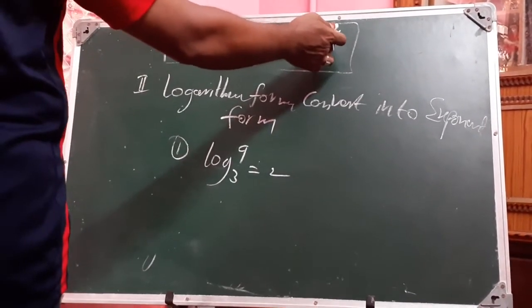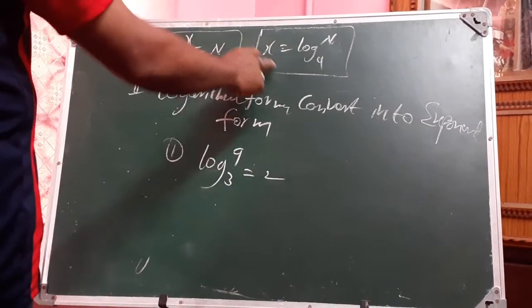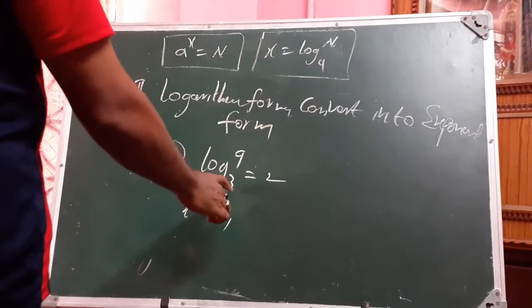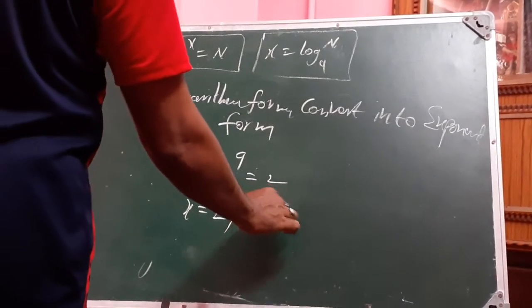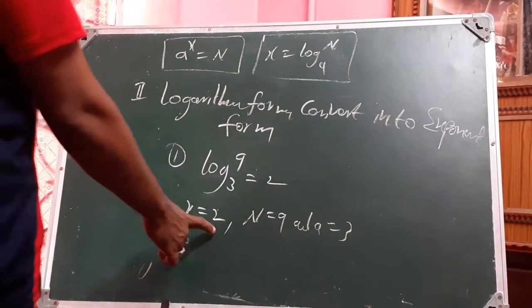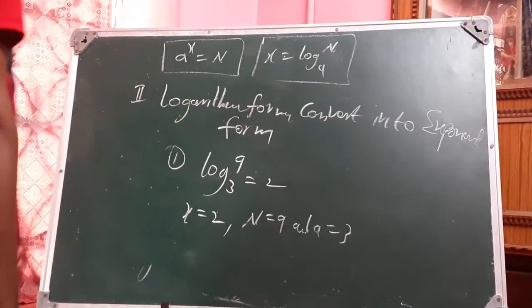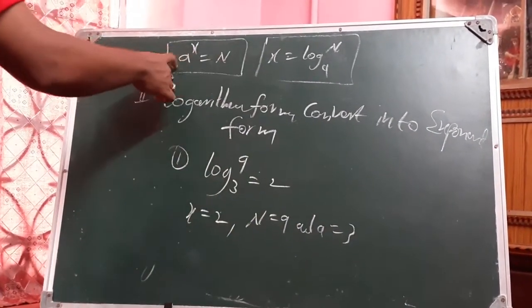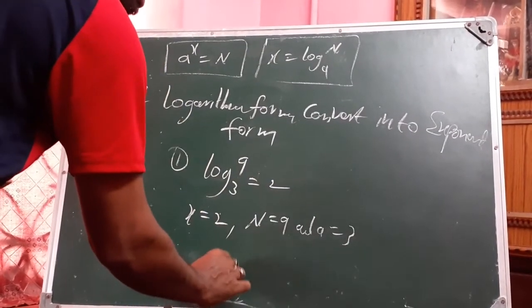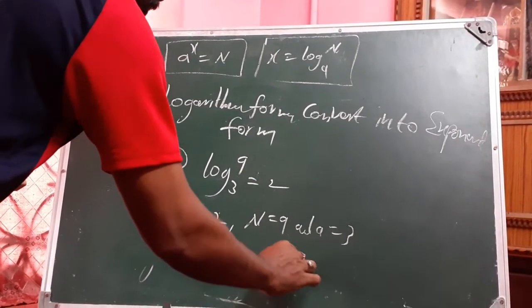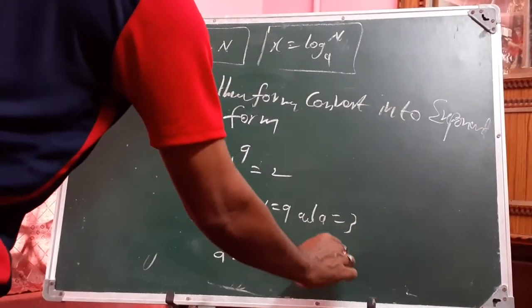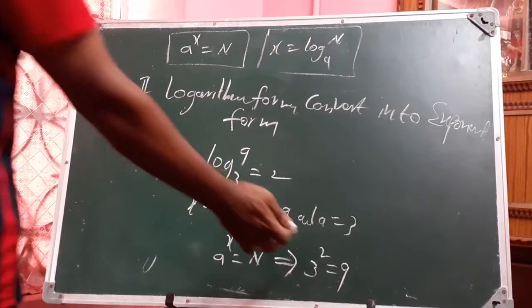Now compare these values n, a, x. x is equal to 2, x is equal to log n to the base a. Base 3, n value 9. So n is equal to 9 and a is equal to 3, x is equal to 2. These three values are substituted in this formula, a power x is equal to n. Therefore a power x is equal to n, a means 3, so 3 power 2 is equal to 9. This is the exponent form.